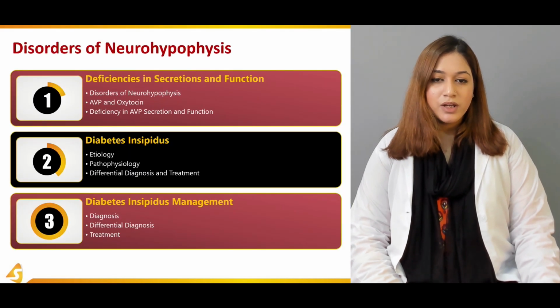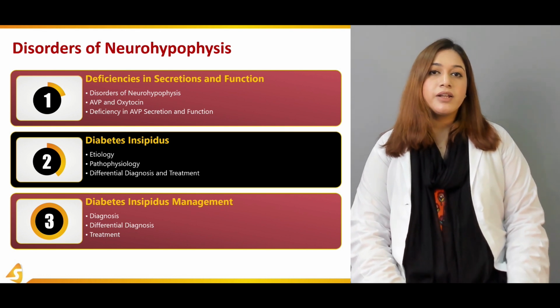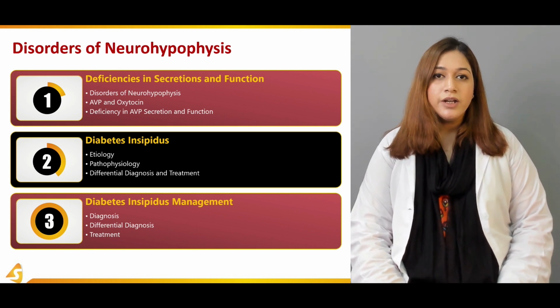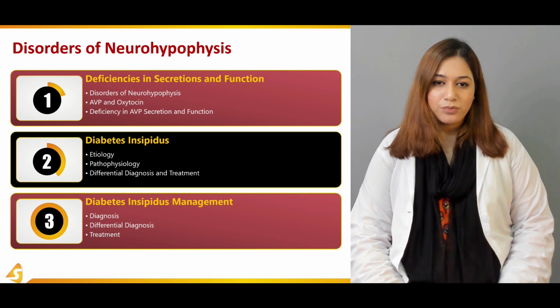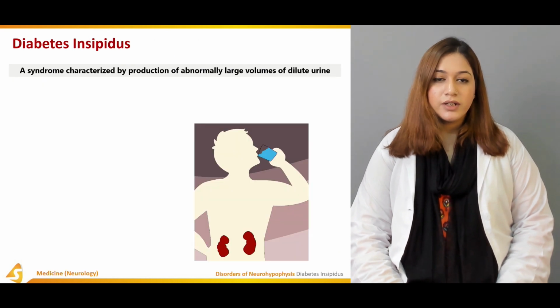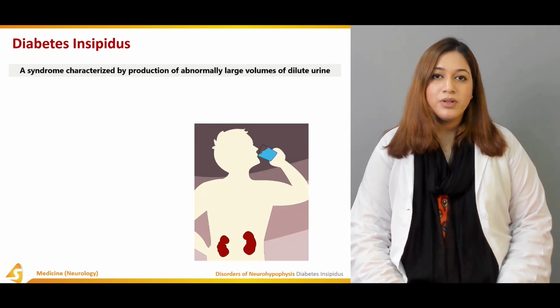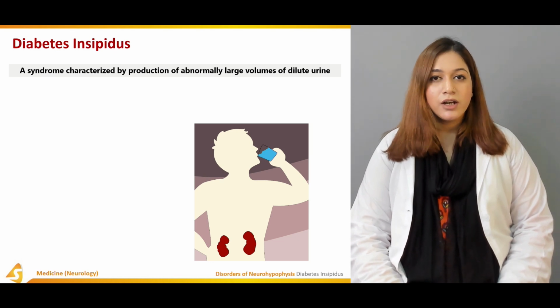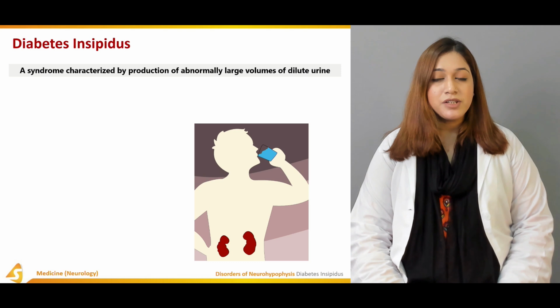In this section, we are going to talk about the etiology of diabetes insipidus, the pathophysiology behind this syndrome, and the differential diagnosis and treatment. Diabetes insipidus is a syndrome that is characterized by production of an abnormally large volume of dilute urine, as I've already told you, and along with that, there is increased thirst.